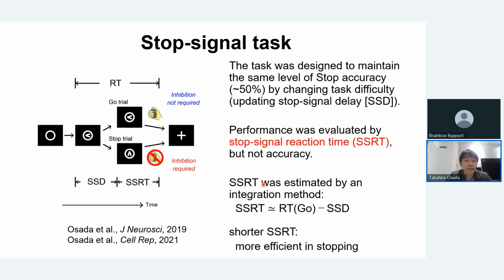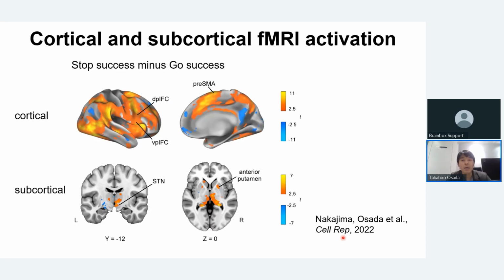SSRT approximately equals the reaction time of go minus SSD, and this SSRT is estimated based on an integration method. Shorter SSRT means more efficient stopping. In contrast, longer SSRT means less efficient or poor stopping performance. This is the fMRI activation during response inhibition, for the cortical surface and subcortical regions. In the subcortical regions, activation was observed in the STN, subthalamic nucleus, and the anterior part of the putamen in the striatum.